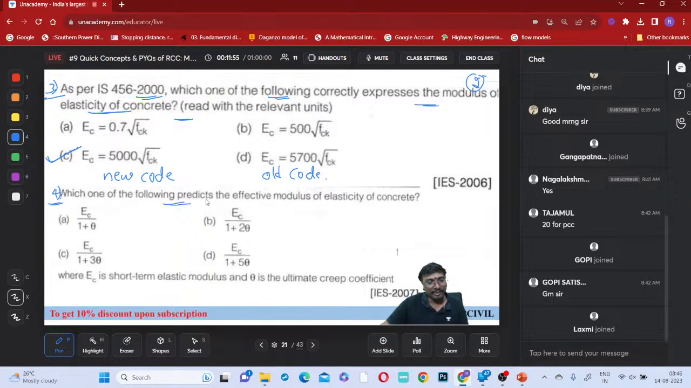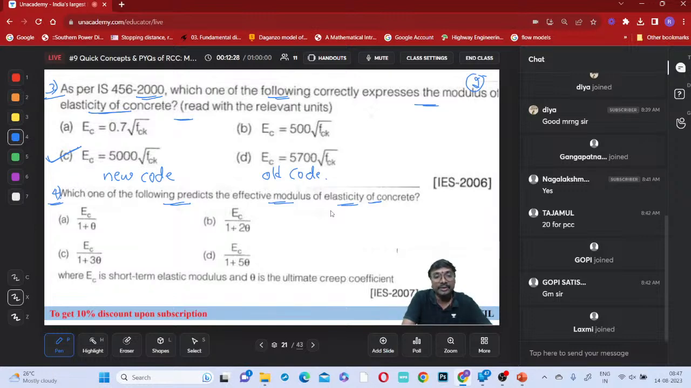Which one of the following predicts the effective modulus of elasticity of concrete? Divyanshi also answered correctly from YouTube. Which one is representing that effective elastic modulus? What is the meaning of effective elastic modulus? It is nothing but considering all effects. What are the effects we generally have? One is a short term effect, the other is a long term effect. So which is representing all of that?